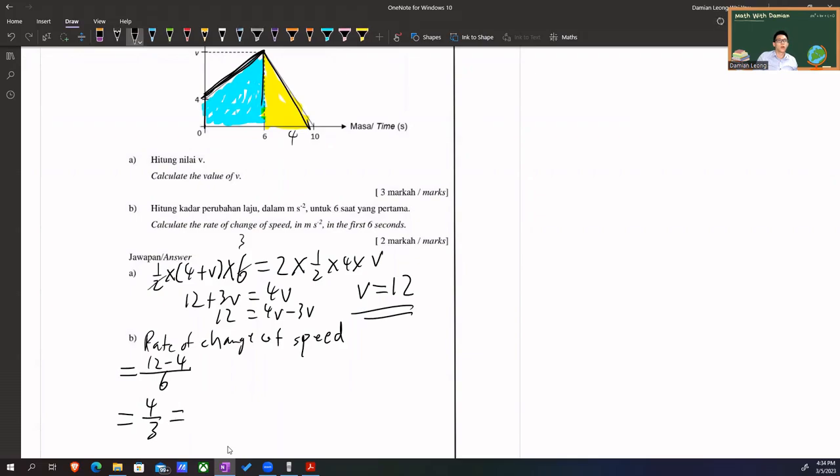Okay, 4 over 3 or 1.333 meters per second squared. You can put an improper fraction, mixed number, or decimals, it's fine. It doesn't really matter for this question.